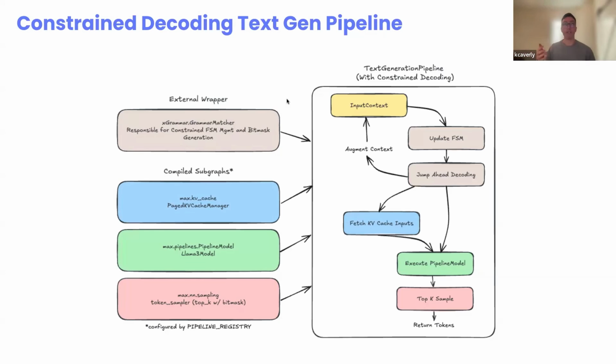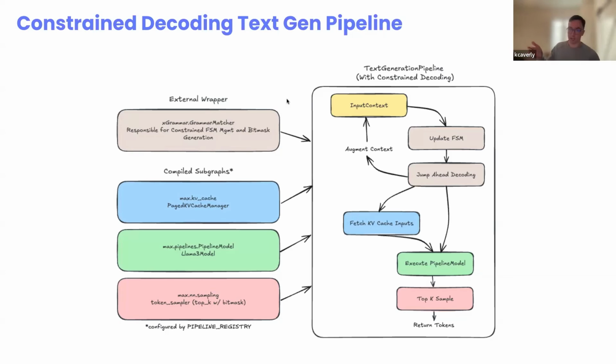For example, if you think of a JSON, the first object of a JSON is always the left curly bracket. The jump ahead decoding piece will say, hey, there's only one available token. We don't actually need to go to the model at all for this. And we'll fill our context object, again maintaining state in the FSM before moving on.